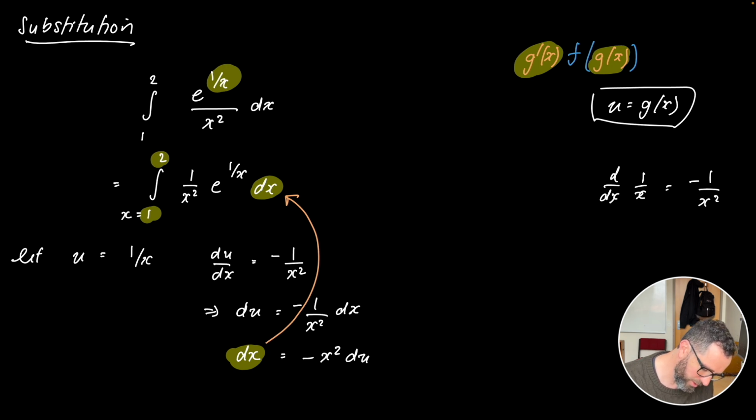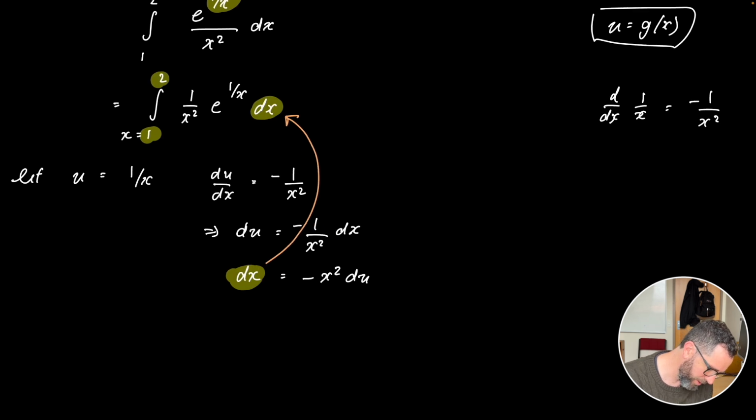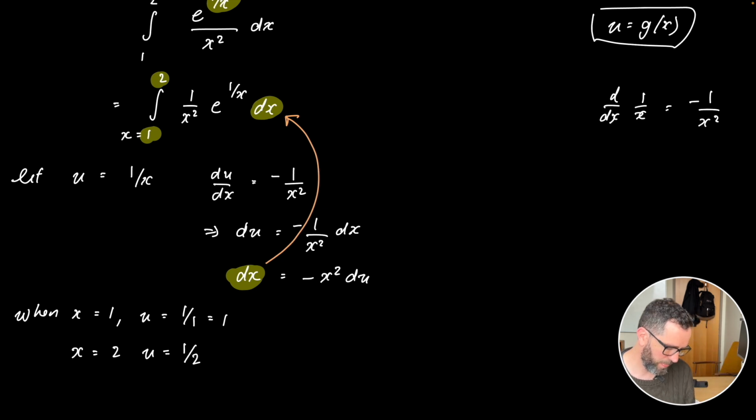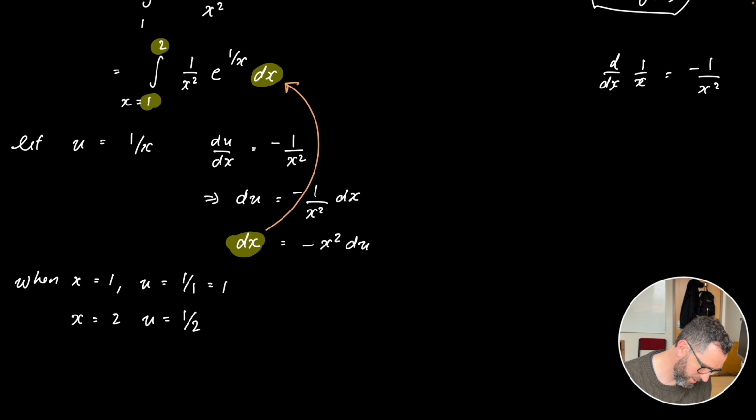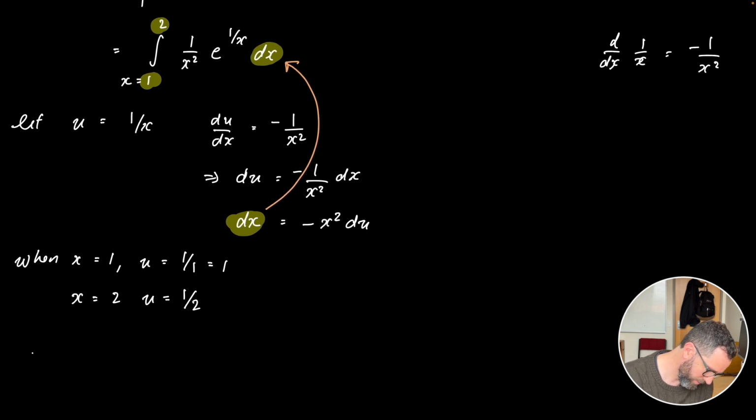Now the other thing we need to note is what to do with the limits. So when x equals 1, you can see that u is equal to 1 over 1, which is just 1 as well. And when x equals 2, u is equal to 1 over 2. So putting all that in, the integral becomes the integral from u equals 1 to u equals 1/2.